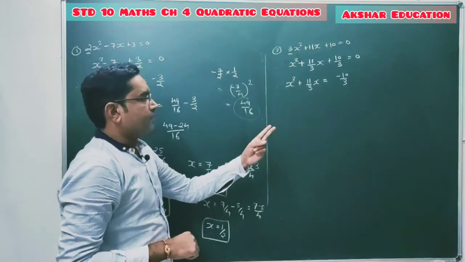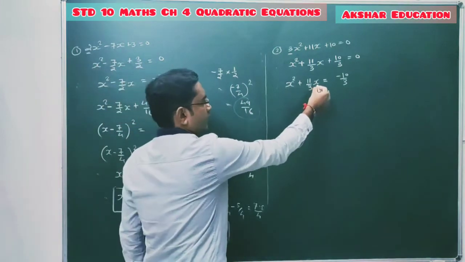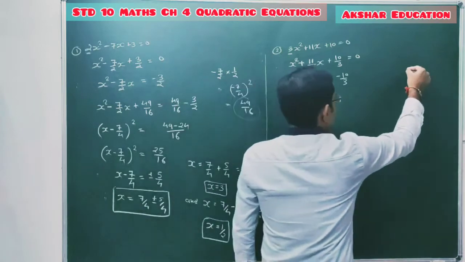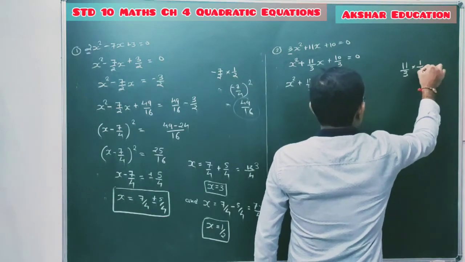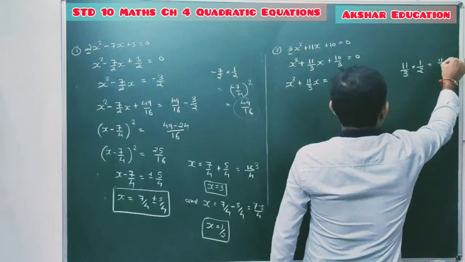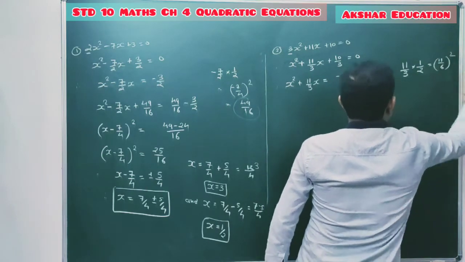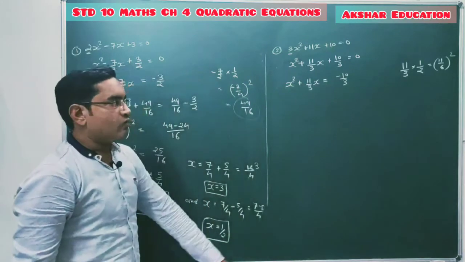Done. Two steps complete. Now the third step: you have to consider the coefficient of x, which is 11 by 3. First divide it by 2, so it's multiplied by 1 by 2. So we are getting 11 by 6, and then take its square. So it's 11 by 6 whole square.